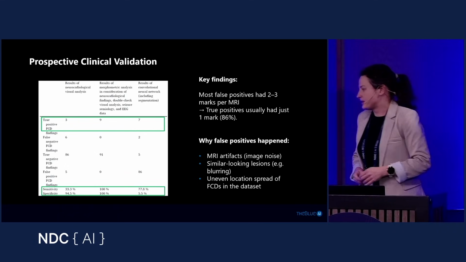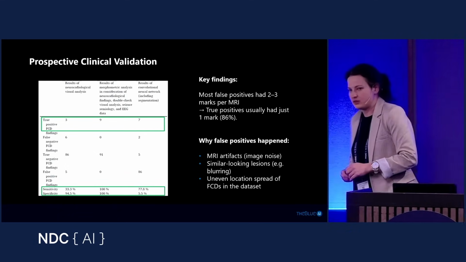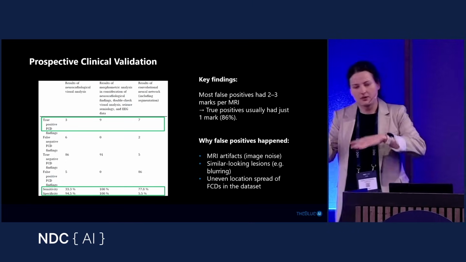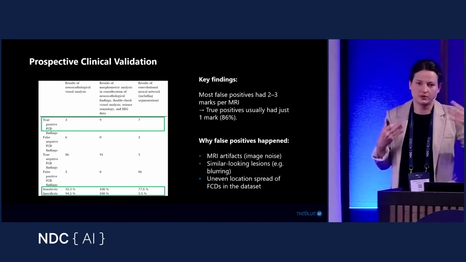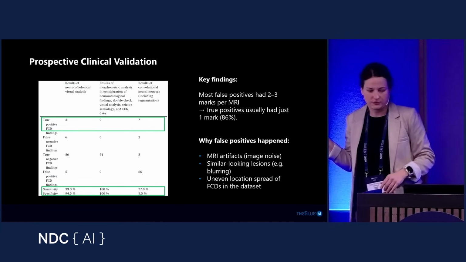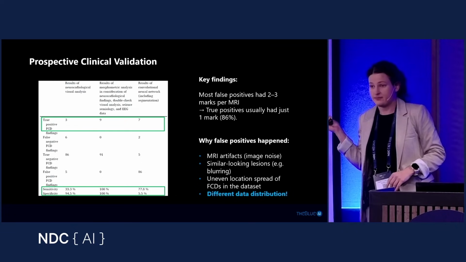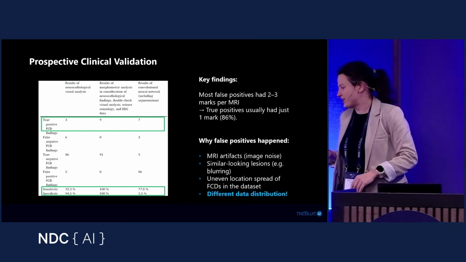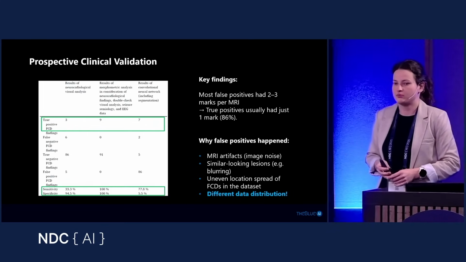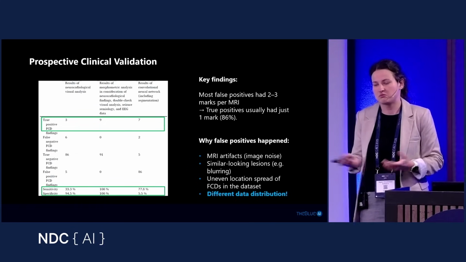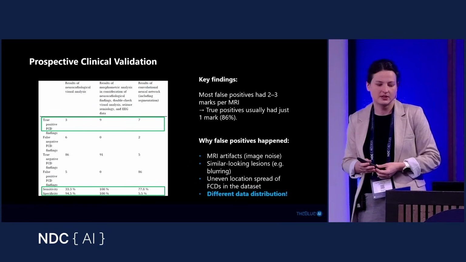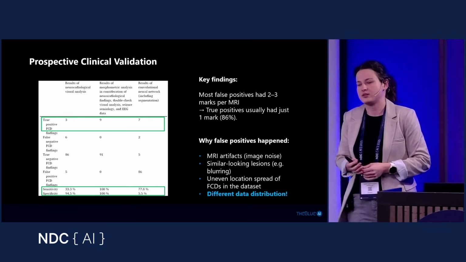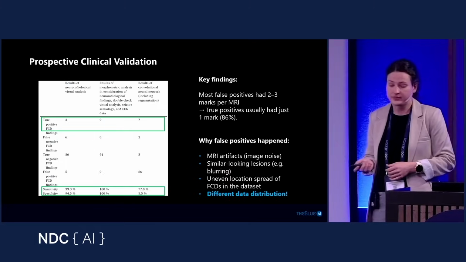And we also saw that we had an uneven location of the FCDs. So in the majority of the cases, the FCDs present in our training data set are in a specific part of the brain. So the model was overreacting and suggesting that in this part of the brain, there are FCDs. And what we have seen as a result is that we had a different data distribution than the reality. So actually in our case, half of the cases had FCDs, whereas in real life, they are just single patients, not half of the population having it.